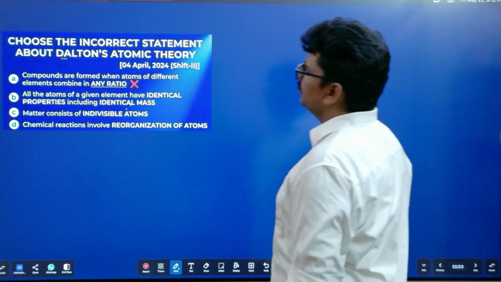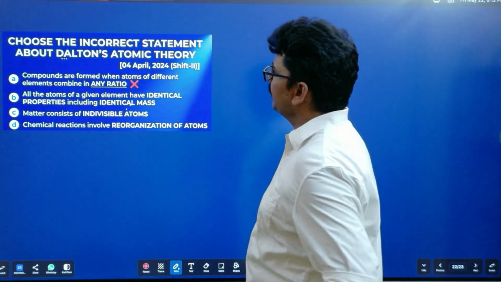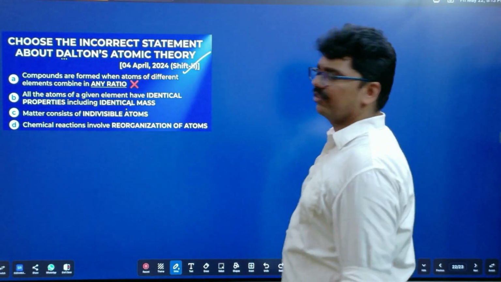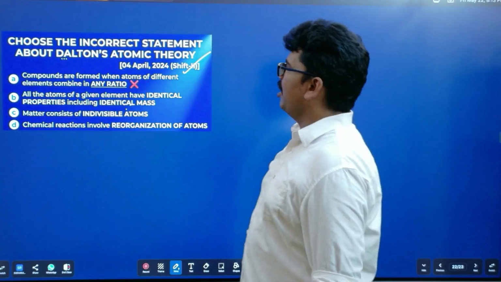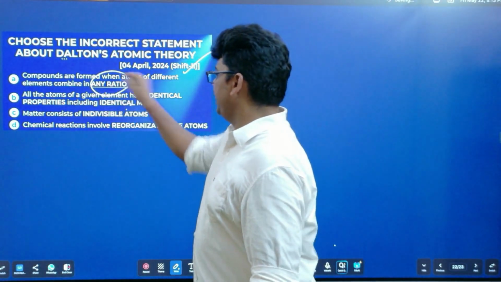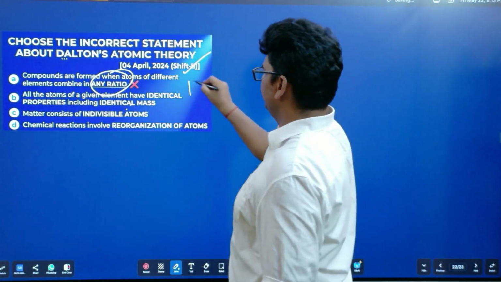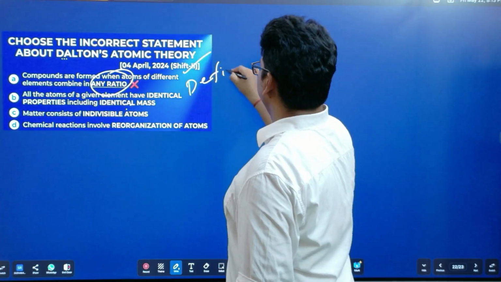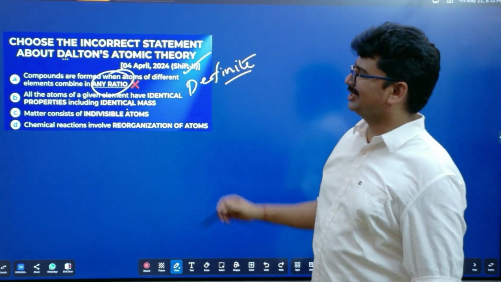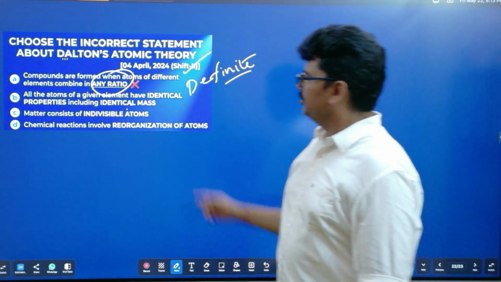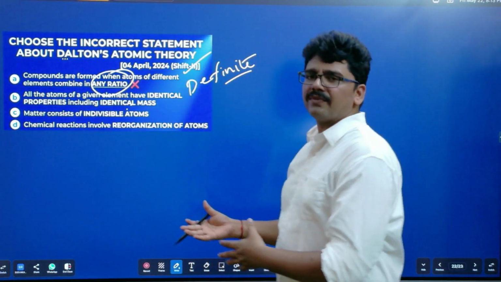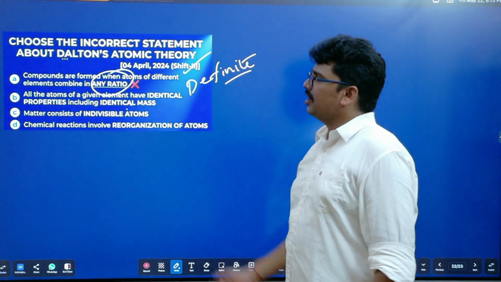These two are wrong. Now choose the incorrect statement about Dalton's atomic theory. This is a 2024 JEE Mains question. Compounds are formed when atoms of different elements combine in any ratio. Any ratio is wrong. The elements combine in a definite, fixed ratio to give compounds. So the first statement is wrong. The remaining statements are correct, as they are directly postulates of Dalton's atomic theory.